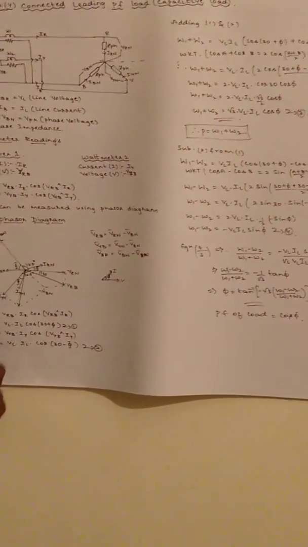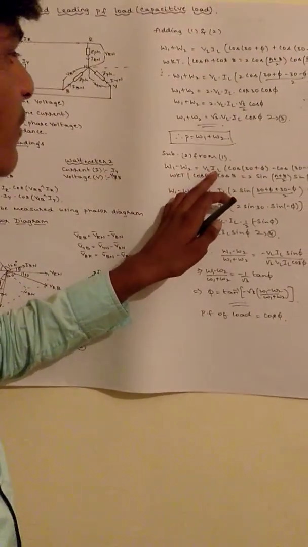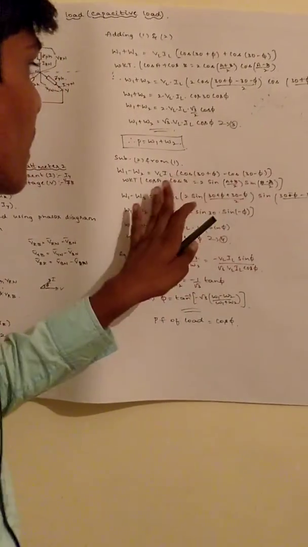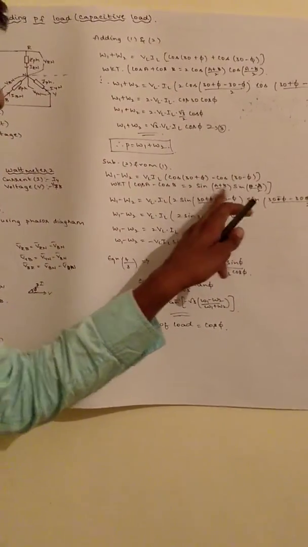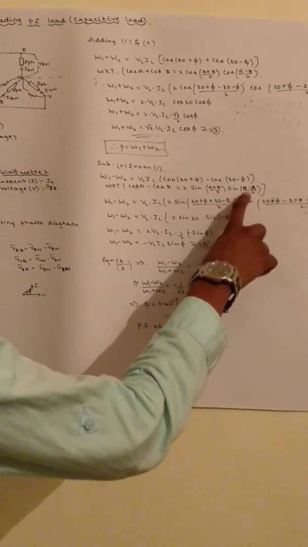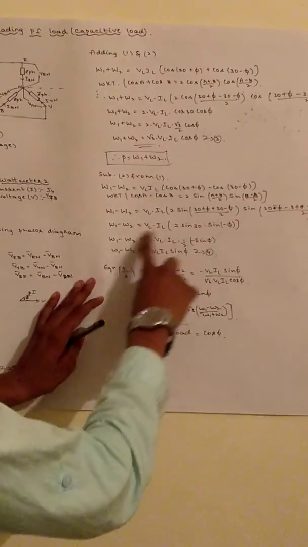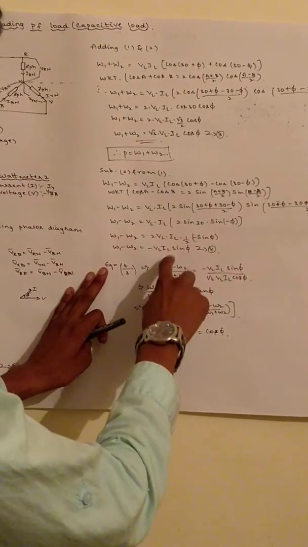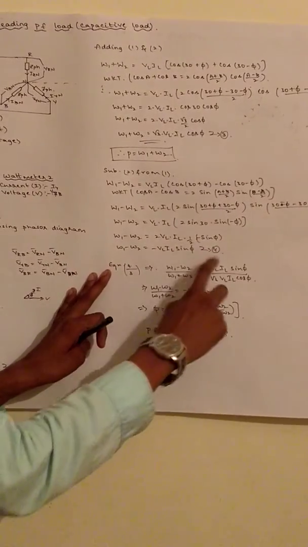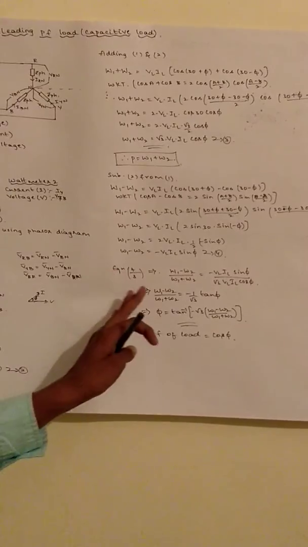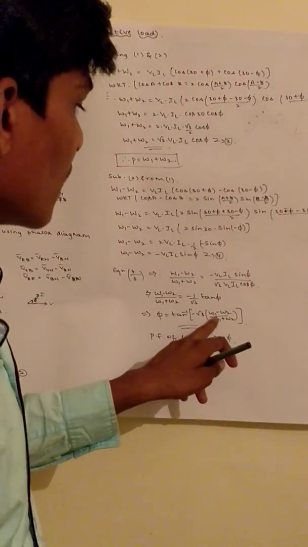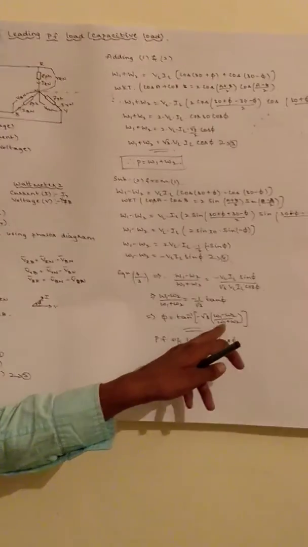Similarly, if we subtract equation 2 from equation 1, that is W1 minus W2, we get VL IL into cos A minus cos B, which is 2 sin of (A plus B)/2 into sin of (B minus A)/2. On further simplification, W1 minus W2 is minus VL IL sin phi. Dividing equation 4 by equation 3, we get phi is tan inverse of minus root 3 into (W1 minus W2) divided by (W1 plus W2).